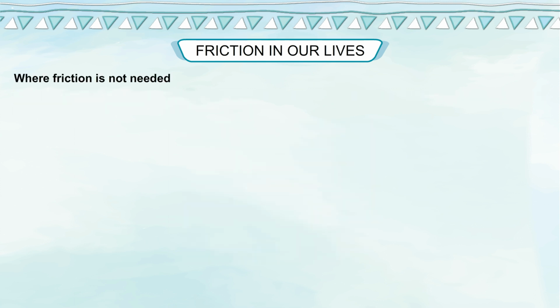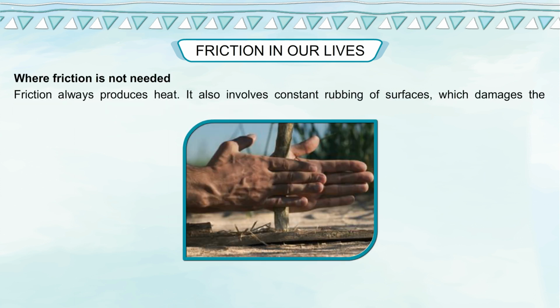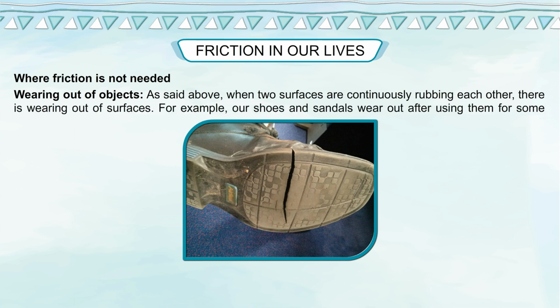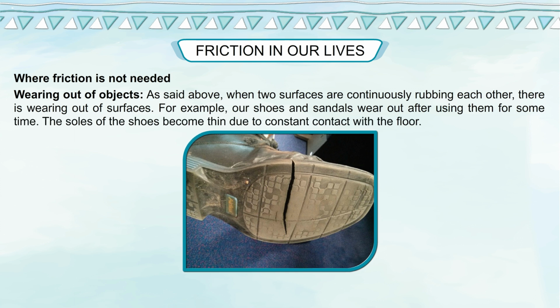Where friction is not needed, friction always produces heat. It also involves constant rubbing of surfaces, which damages the surfaces. Some disadvantages of friction are as follows. Wearing out of objects. As said above, when two surfaces are continuously rubbing each other, there is wearing out of surfaces. For example, our shoes and sandals wear out after using them for some time. The soles of the shoes become thin due to constant contact with the floor.